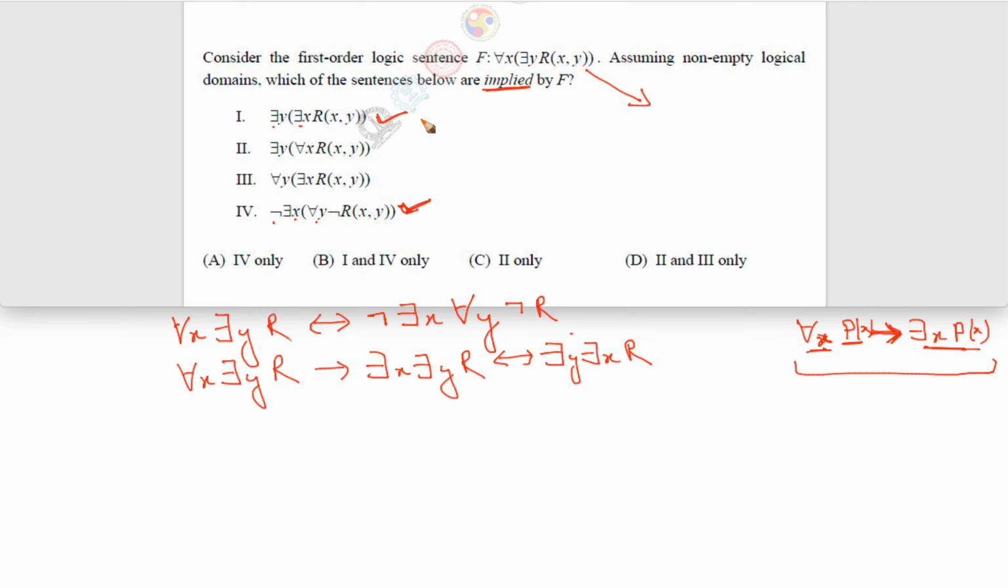Okay, and so basically the correct answer is B in this case, which says that 1 and 4 only. Because you can see that for all y there exists x is not true, and there exists y for all x, something like that is also never coming out to be true. So 1 and 4 only is the correct answer. The correct answer is B.